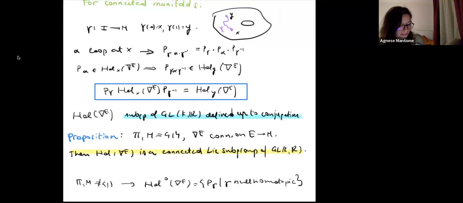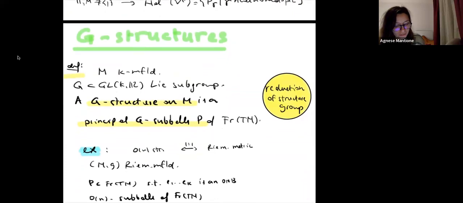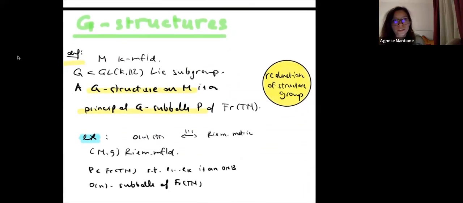Okay, so I finally gave this definition of holonomy, but what is the interpretation? What does it mean in practice? Holonomy is strictly related to G structures. The idea is that if we have a certain holonomy group, then we will be able to reduce the structure group of the frame bundle of our manifold to a G structure on our manifold, which means a principal subbundle of the frame bundle with fiber G.